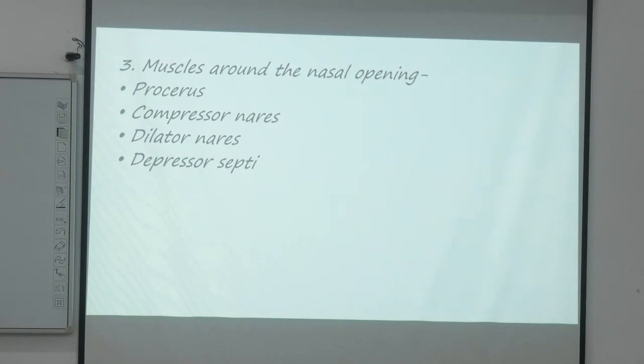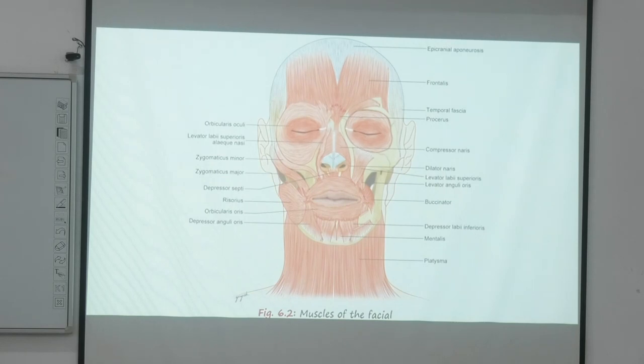Now we will go to muscles around the nasal opening. Four muscles are there: procerus, compressor naris, dilator naris, and depressor septi. See here, this is the compressor naris. Here is the dilator naris. Procerus.